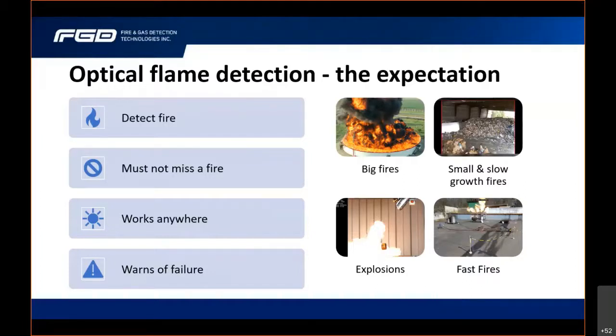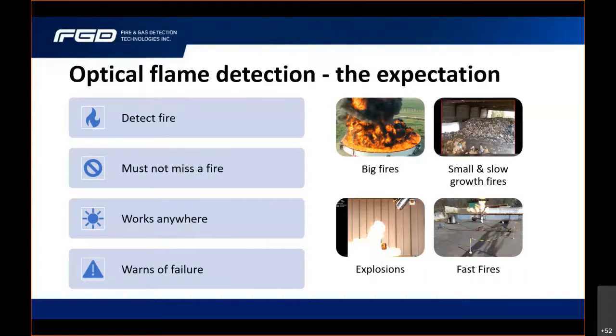The detectors also need to be able to be used anywhere in the world, both indoors and out, from the hottest conditions on the planet to the very, very coldest. And while we just pause there for a moment, one of the other things that we need to consider is the type of fire that a flame detector needs to respond to.